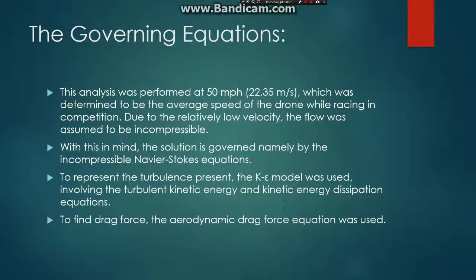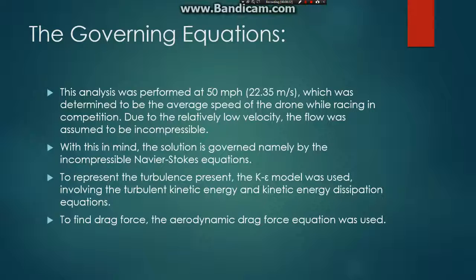Now let's talk about the governing equations for this system. The analysis was performed at 50 miles an hour, 22.35 meters per second, which was determined to be the average speed of the drone while racing in competition. Due to the relatively low velocity, the flow was assumed to be incompressible. With that in mind, the solution is governed namely by the incompressible Navier-Stokes equations.